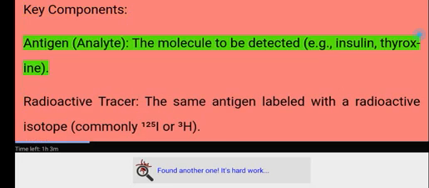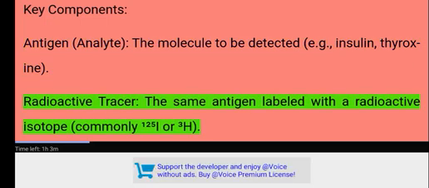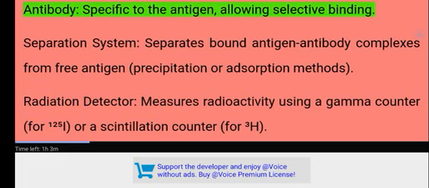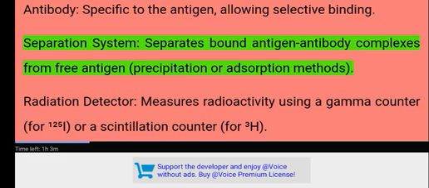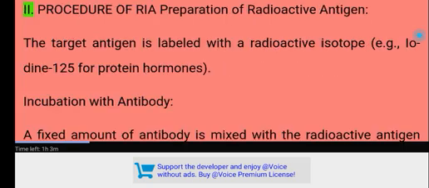Key components. Antigen analyte: the molecule to be detected, e.g., insulin, thyroxine. Radioactive tracer: the same antigen labeled with a radioactive isotope, commonly iodine-125 or tritium (³H). Antibody: specific to the antigen, allowing selective binding. Separation system: separates bound antigen-antibody complexes from free antigen by precipitation or adsorption methods. Radiation detector: measures radioactivity using a gamma counter for iodine-125, or a scintillation counter for tritium (³H). 2. Procedure of RIA.